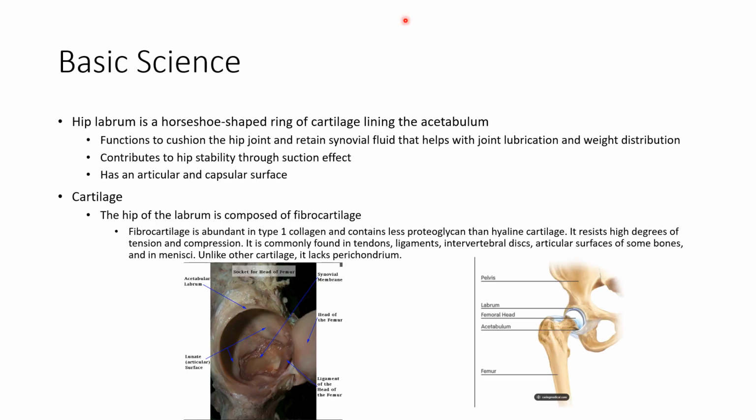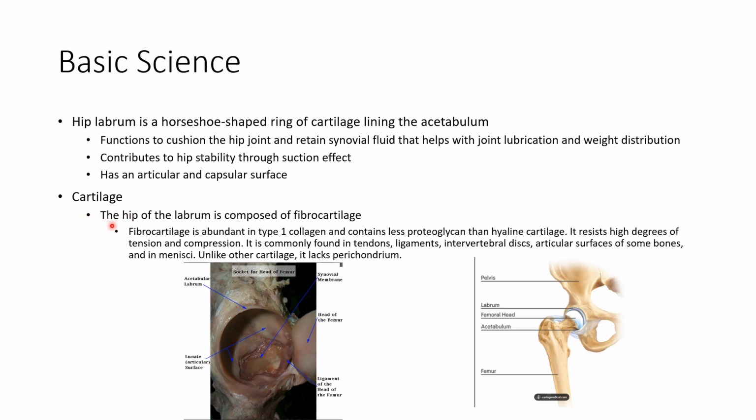Okay, so to start with the basic science, the hip labrum is a horseshoe-shaped ring of cartilage lining the acetabulum within the pelvis. As you can see, I'm kind of shaping it out here with the laser pointer. I finally figured out how to do that. So the function of it is to cushion the hip joint and retain the synovial fluid that helps with lubrication and weight distribution. It contributes to hip stability through a suction effect, and it has an articular and a capsular surface. The capsular surface can't really be shown here because the capsule has been cut to see into the joint.